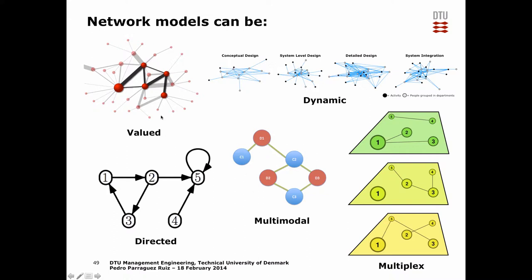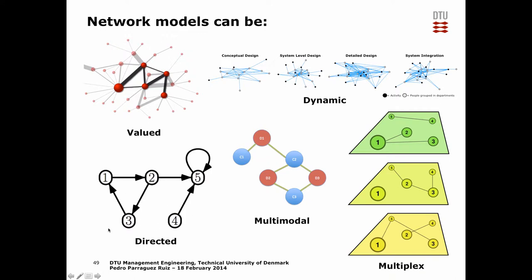You have some networks that are valued, meaning that the ties have an intensity that you are somehow assessing. Okay? So in the case of the network survey that you filled in, it was a valued survey because you have different intensities for the relationship. It was not, do you have a relationship? Yes, no. It was three levels, plus the no. And that creates a valued network. Then the opposite will be a non-valued network, or binary network.